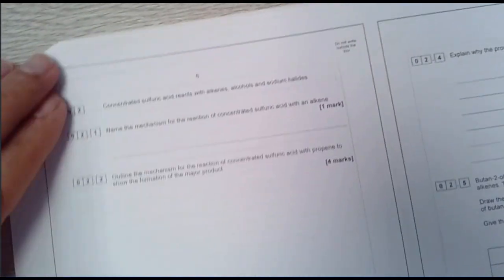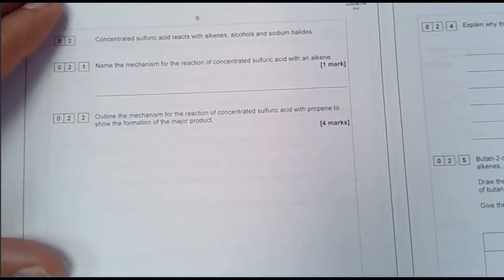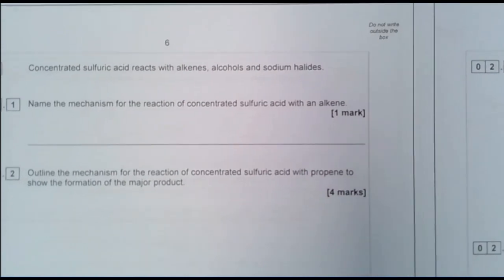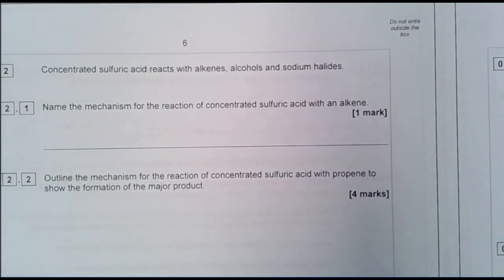So that was all about question 1. Let's move on to question number 2. Here it says sulfuric acid reacts with alkenes, alcohols, and sodium halides. There are 3 compounds with which sulfuric acid reacts. Name the mechanism for the reaction of concentrated sulfuric acid with an alkene.